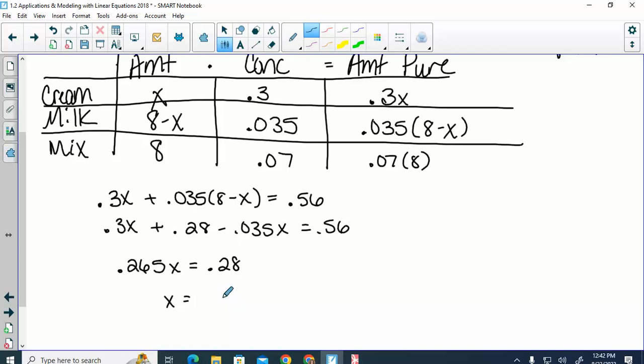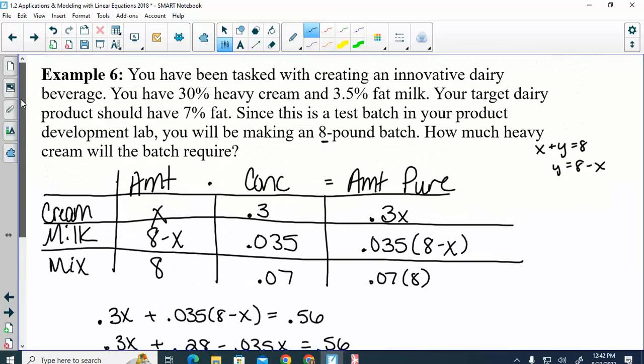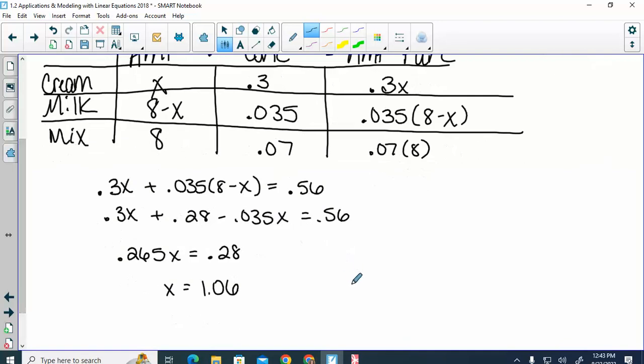What did you guys get? 0.06. This one didn't work out perfectly, but we got pretty close. It was like 1.0566. So we can just call it 1.06, and we were talking about the amount of cream.